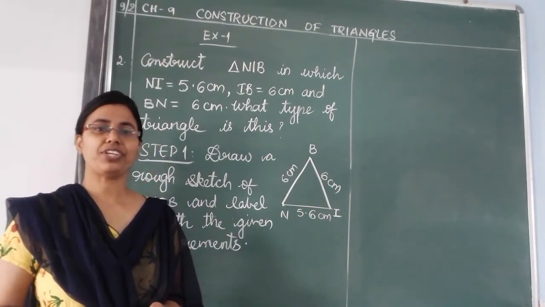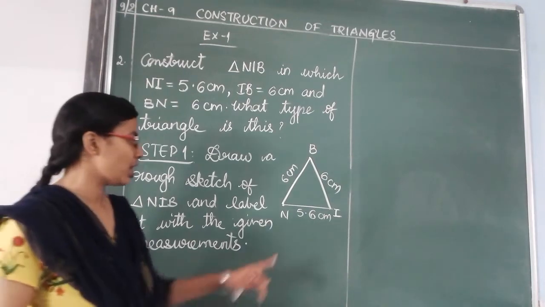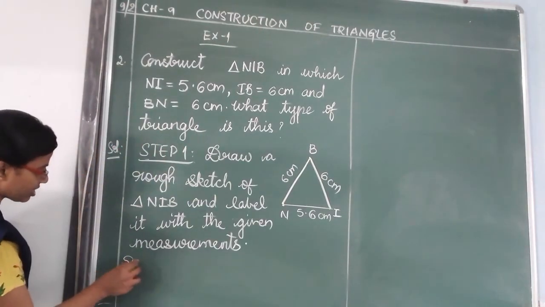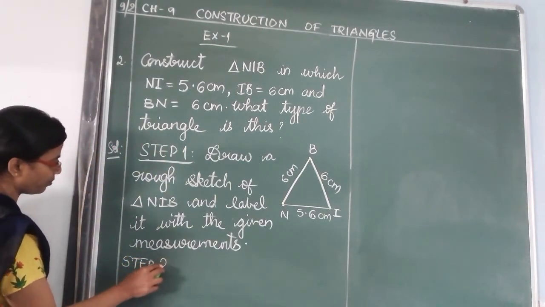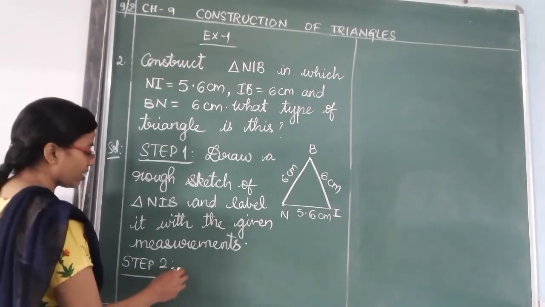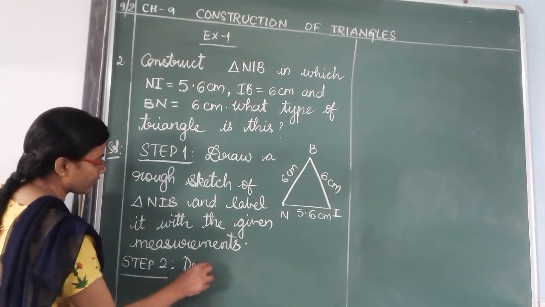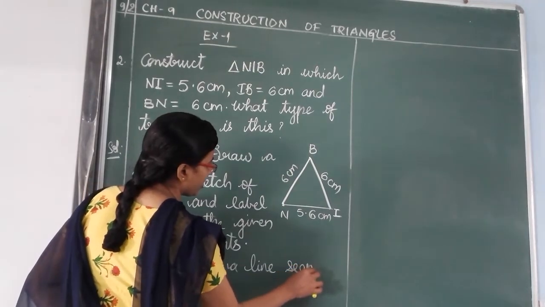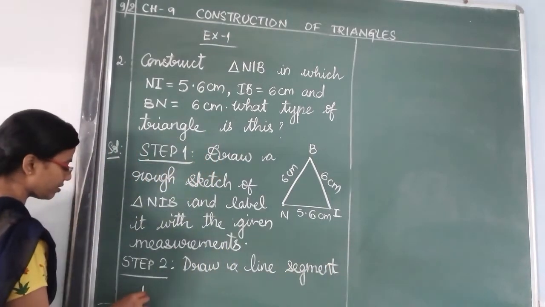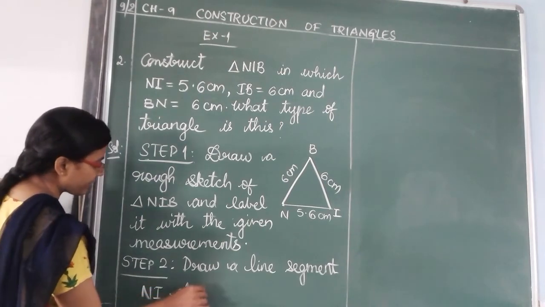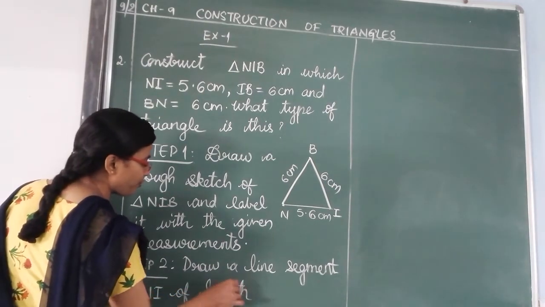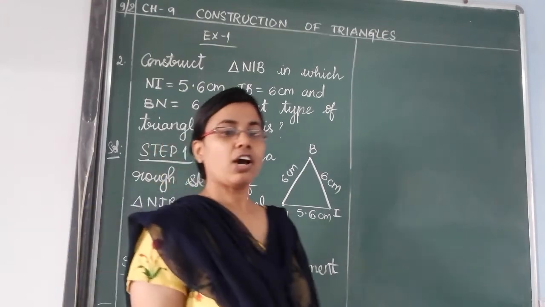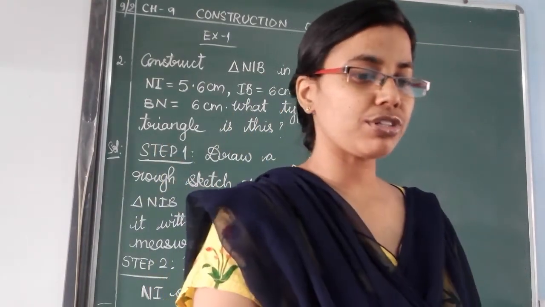Yes, the first thing we are going to do is draw a line segment NI of length 5.6 centimeters. Step 2, let's write. Step 2: Draw a line segment NI of length 5.6 centimeters. Now what you are going to do is take out your scale.